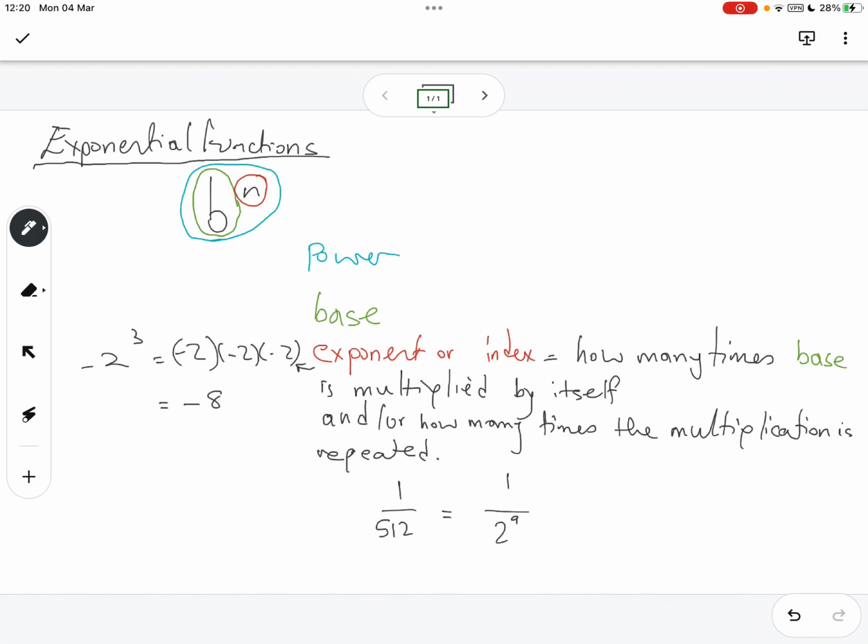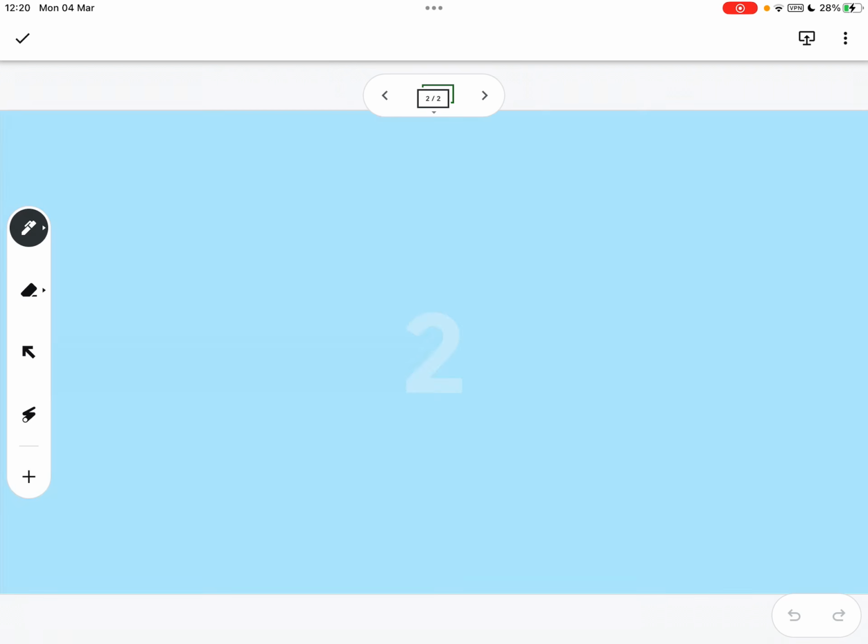Yeah, so if we have 1 over 5/12, that's the same as 1 over 2 to the power 9. So you have to make that example. That's funny. But it's the experience that got me to guess it correctly.